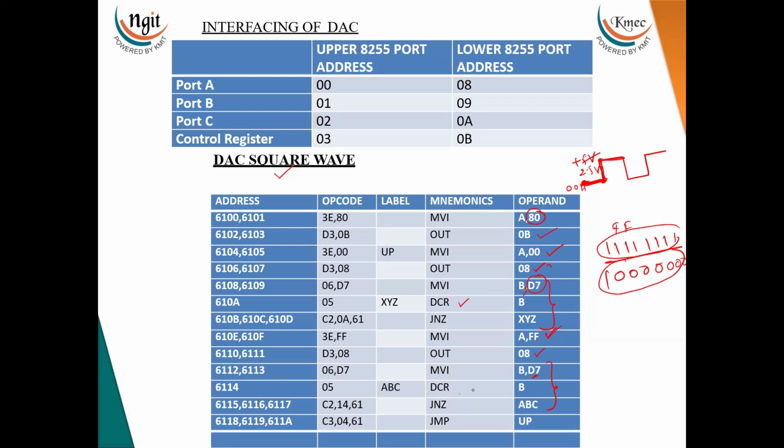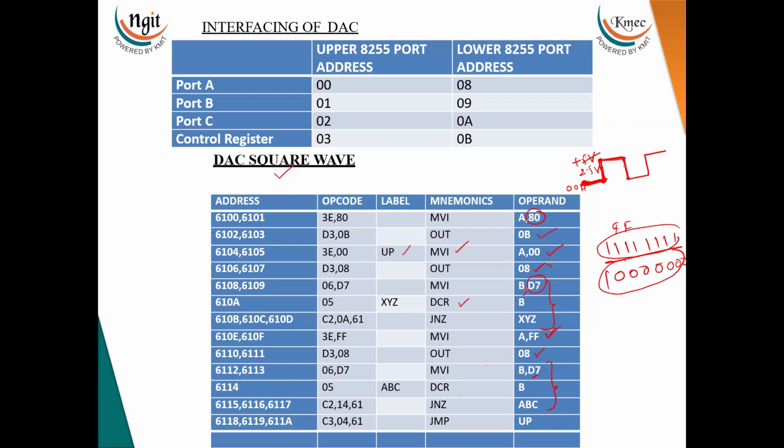And once this is 0, then I jump again to this. After keeping some value, again I have to come back to 0, 0, so this is a jump to this value. Now here I am not ending the program. This will continue until we give an external interrupt. If you don't reset the 8085 kit, it will continuously give the waveform.